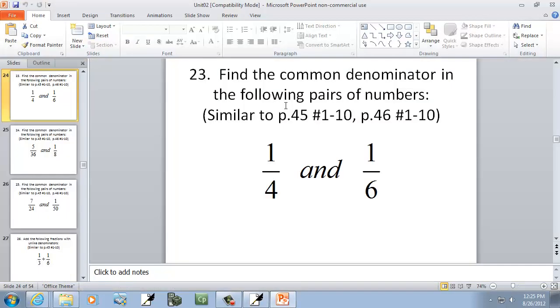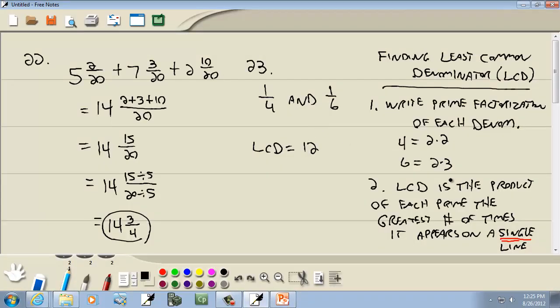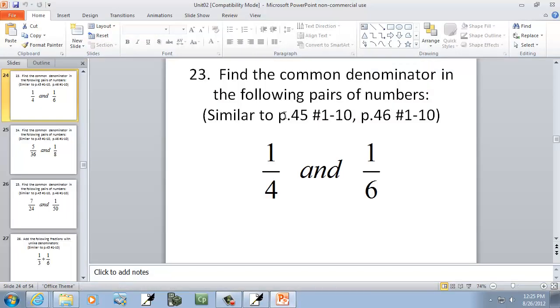Now they're not asking us to rewrite these fractions with it, they're just asking us to find the common denominator. Now a very sloppy way to get the common denominator, and I'd recommend this way because it works all the time, is to multiply 4 times 6, and that'll give you 24. Sometimes they become big. The least one is 12, not 24. Sometimes 24 works, sometimes it won't.